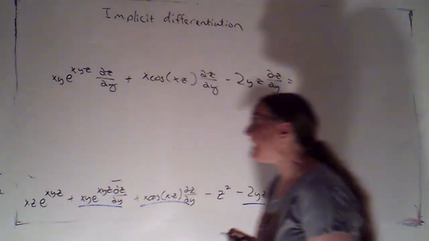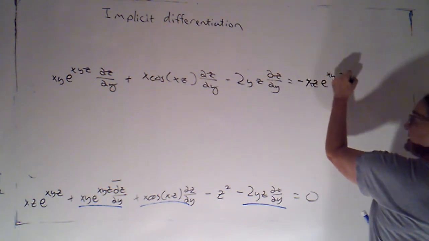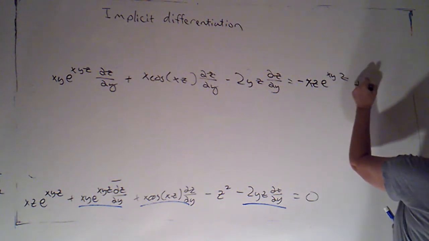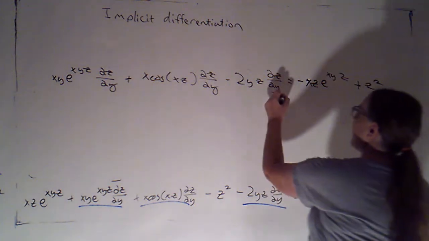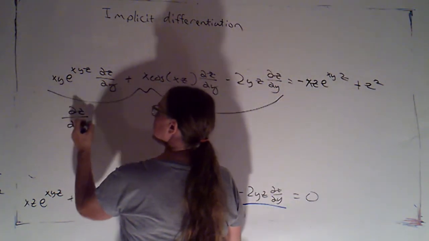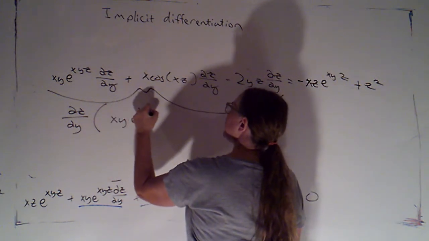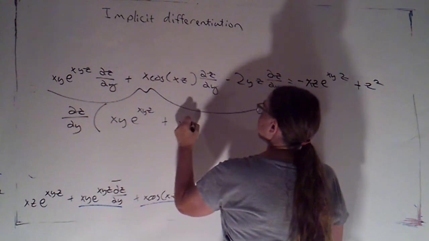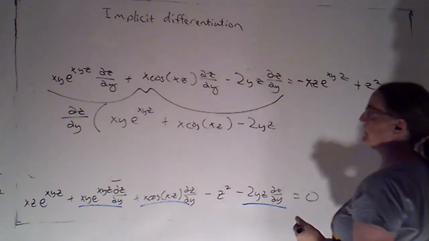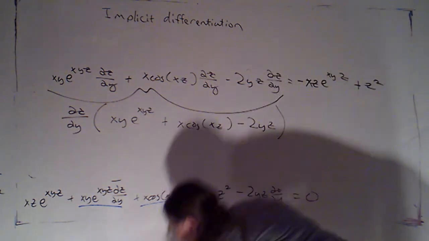So that's going to give me a negative xz e to the xyz plus a z squared. Now, on the left-hand side, I can factor out that partial of z with respect to y. So that's being multiplied by xy e to the xyz plus x cosine of xz minus 2yz. And it's still equal to that right-hand side.